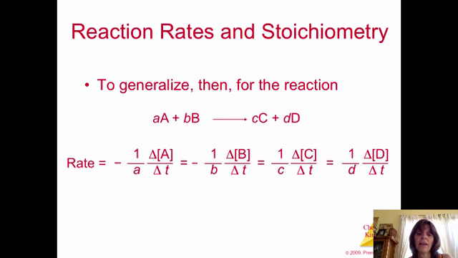To generalize, if you had an ABCD reaction, -1 over A times the rate of change of A equals -1 over B times the rate of change of B, which equals 1 over C times the rate of appearance of C, which equals 1 over D times the rate of appearance of D.